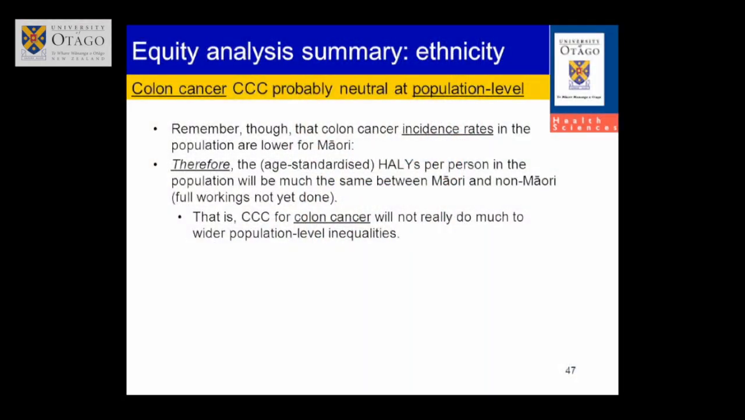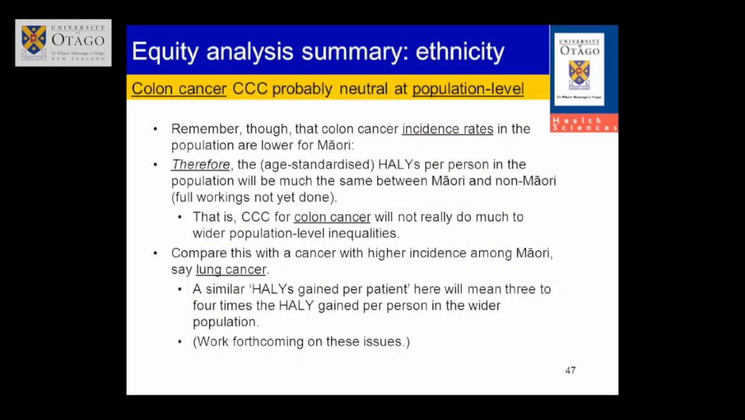If your mission is to reduce the gap in life expectancy between Māori and non-Māori, you're probably not going to achieve it through cancer care coordinators because you're dealing with a disease with a lower incidence amongst Māori, even though you're getting bigger gain per patient. Now, compare that with a cancer with a higher incidence amongst Māori, and the classic example here would be lung cancer. Because the incidence rates are 3 to 4, sometimes even 5 times higher for Māori, any gain you get there is going to start to have quite a significant effect at the population level. And so that's work that we've got forthcoming on these issues.